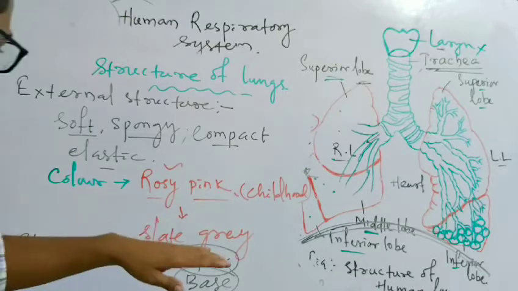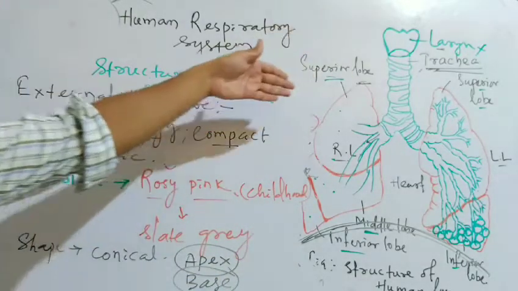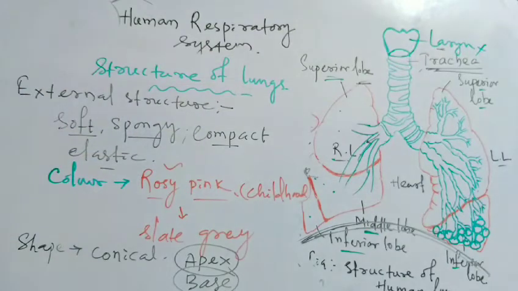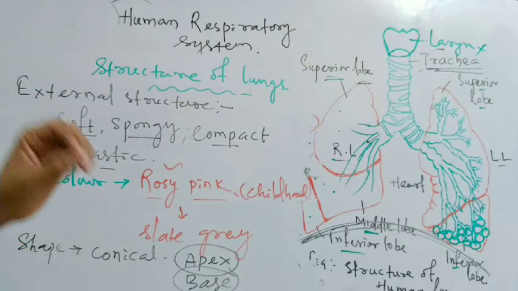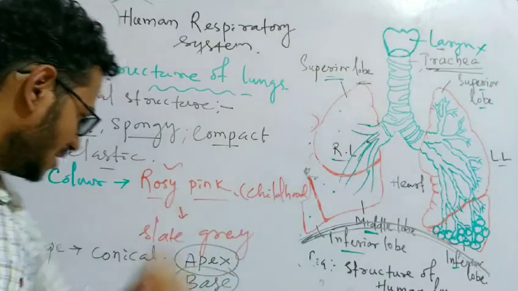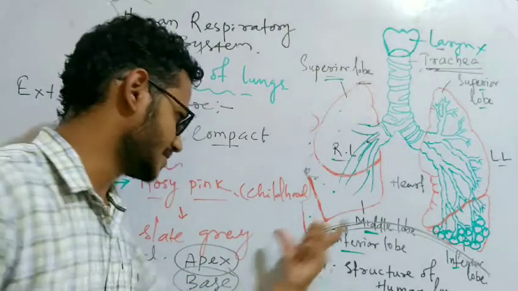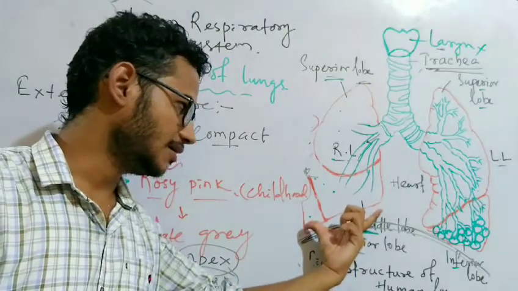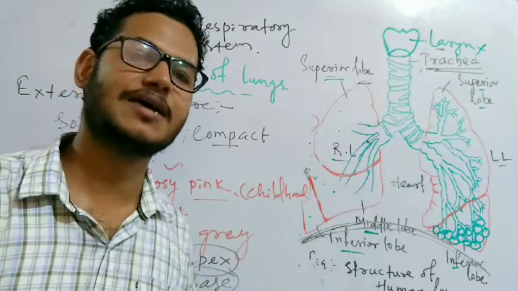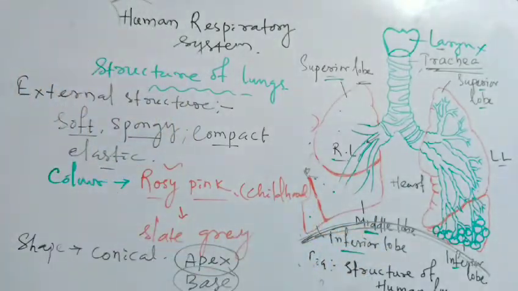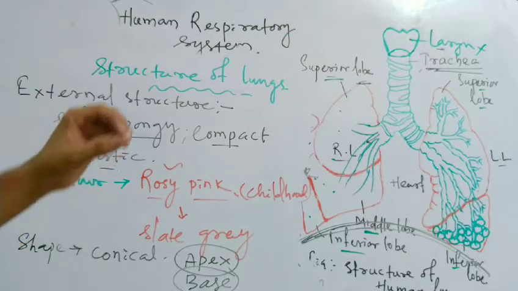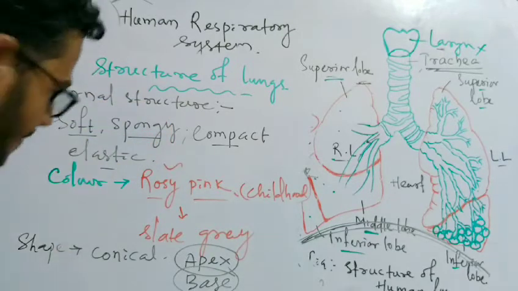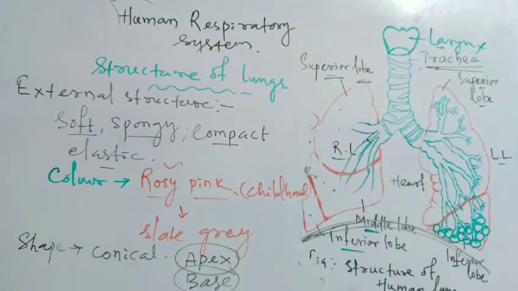The conical end is at the top, that means it forms the apex. The lower part is the broader one, which is known as the base. The part of the lungs towards the diaphragm is broader, so it is known as the base. The surface lying close to the rib is the costal surface. Okay, let's move on.